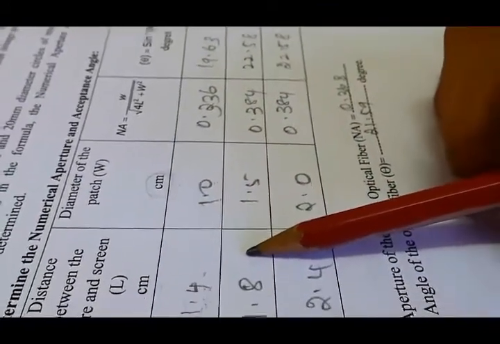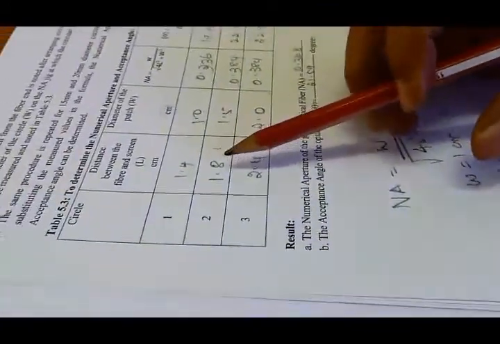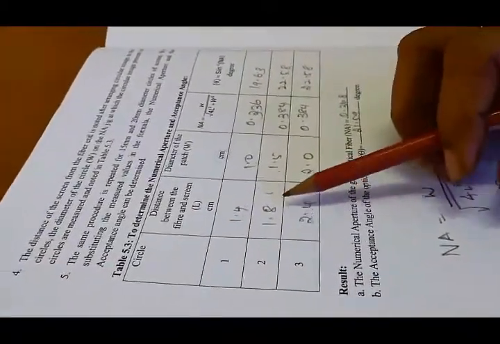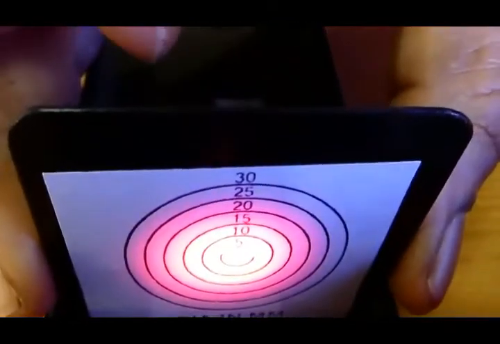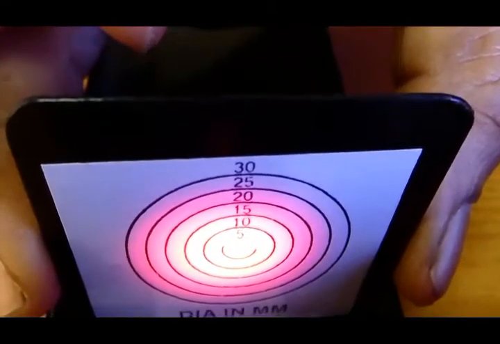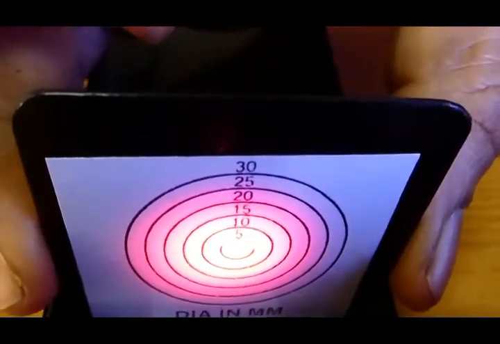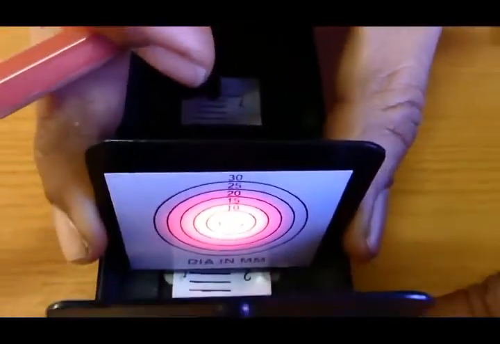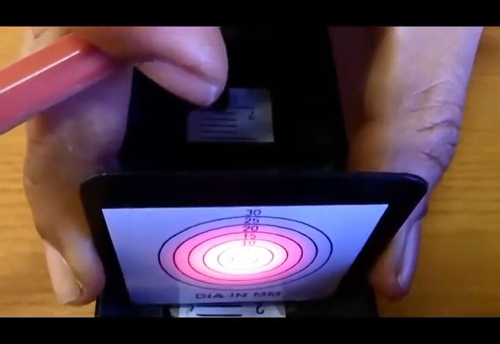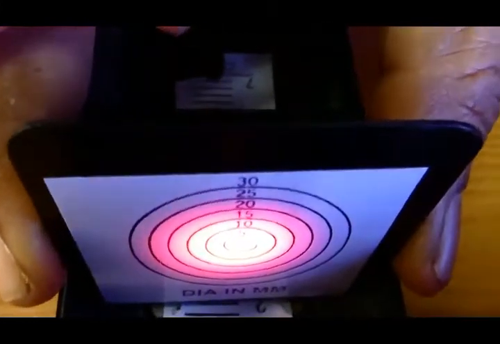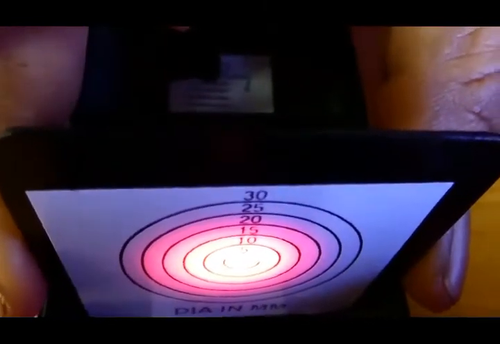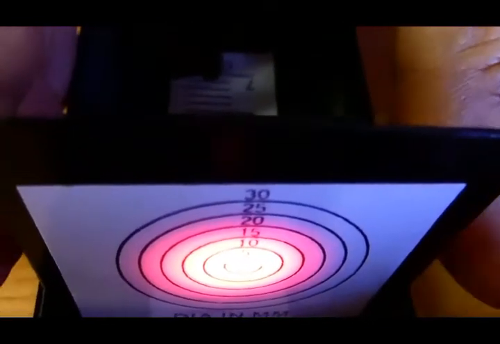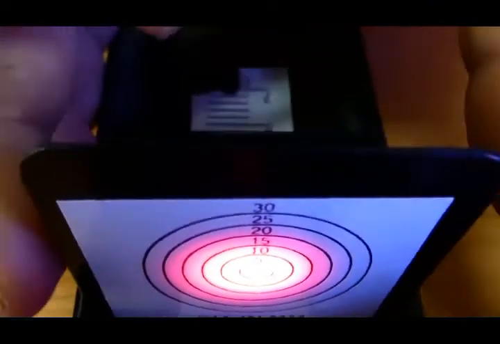Similarly, we have to find out at what length the intensity of the light is fully falling onto the third circle. What will be the distance between the fiber and the screen? This is the screen. The circles that have been drawn in the measurement jig are the screen. Now I'll be moving the distance of the screen, between the fiber and the screen. So the intensity is fully falling onto the third circle. The length is found to be 1.8.